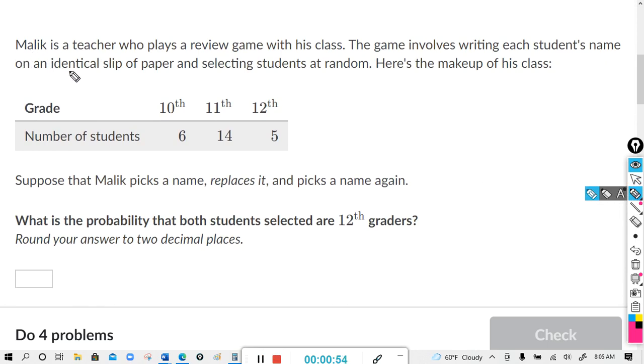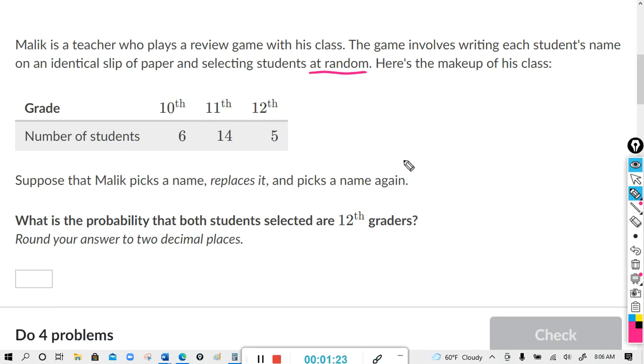So Malik is a teacher who plays a review game with his class. The game involves writing each student's name on an identical slip of paper and selecting students at random. Okay, here's the makeup of his class. So they have the number of 10th, 11th, and 12th graders. Suppose that Malik picks a name, replaces it, and picks a name again. What is the probability that both students selected are 12th graders?